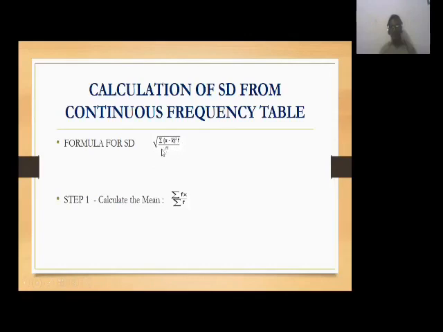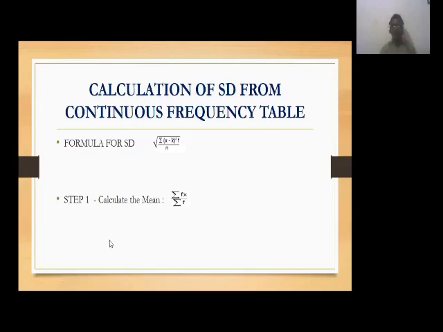Here n is sigma f, not the number of observations, for a continuous frequency table. This is the difference between the continuous frequency table and the discrete frequency table. Here n is sigma f, whereas in a discrete frequency table n is the total number of observations.